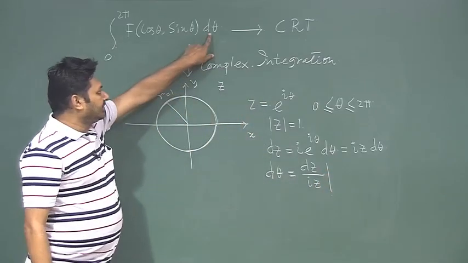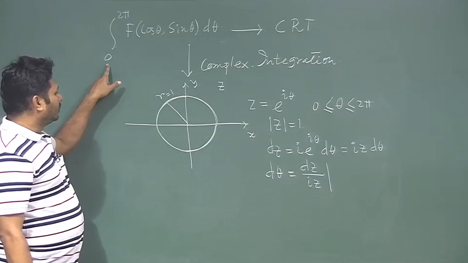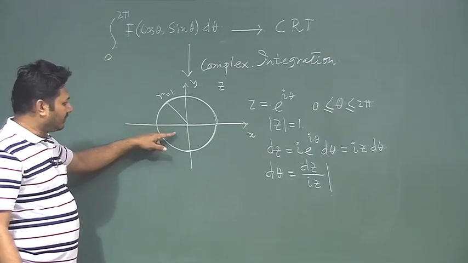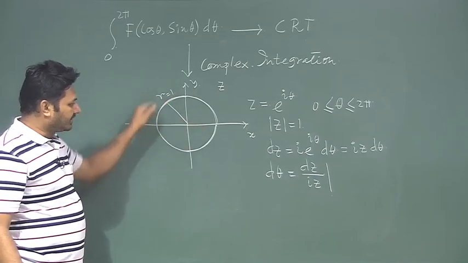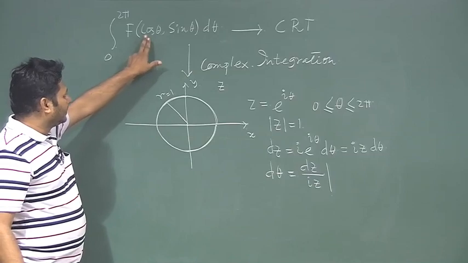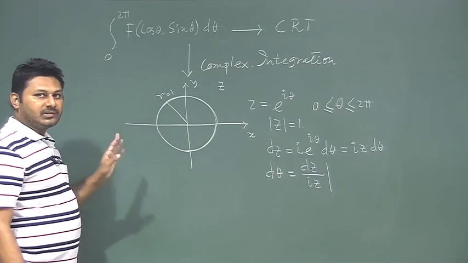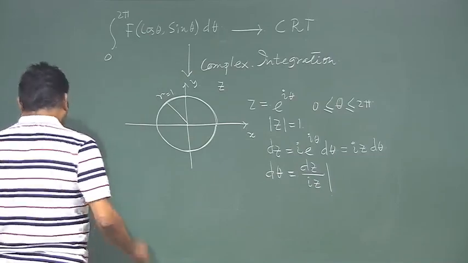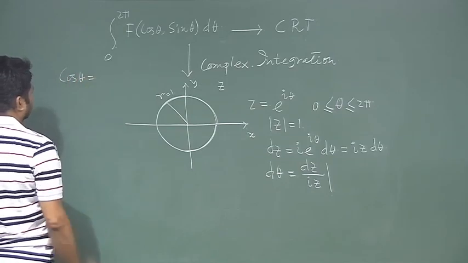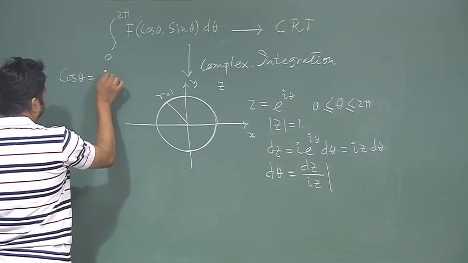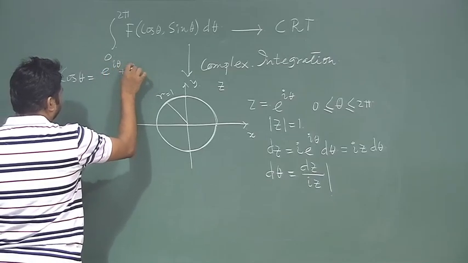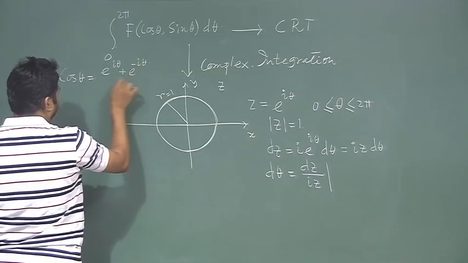So, I can replace the integration by a closed integral where my contour is given as a unit circle in the complex plane. Up to that is okay. Now, I need to convert cos theta and sin theta, which is straightforward and trivial. Cos theta is nothing but e to the power of i theta plus e to the power of minus i theta divided by 2.